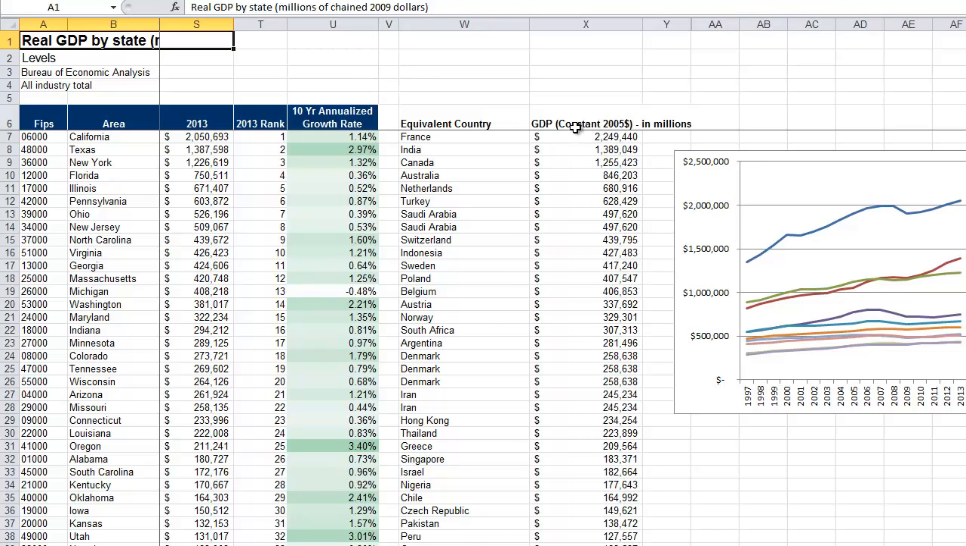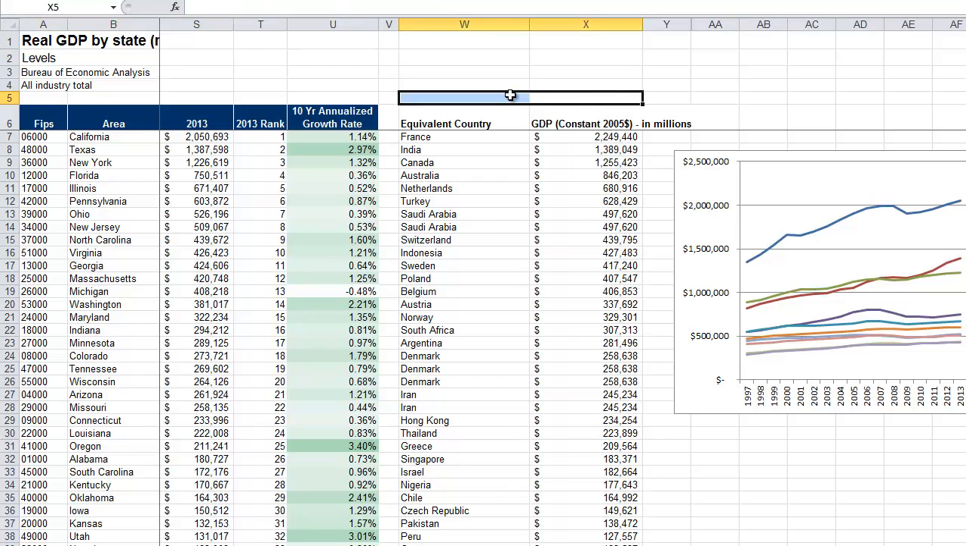Here the country data that we've looked at was based off the World Bank data, and that is based off of constant 2005 dollars. So the analysis is a little different, but the numbers are at least in the correct ballpark. And so I thought it would be a useful way of looking at this. We can see that California is roughly the size in economic output of France.